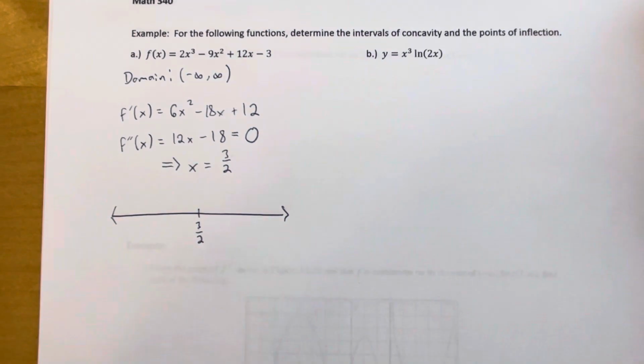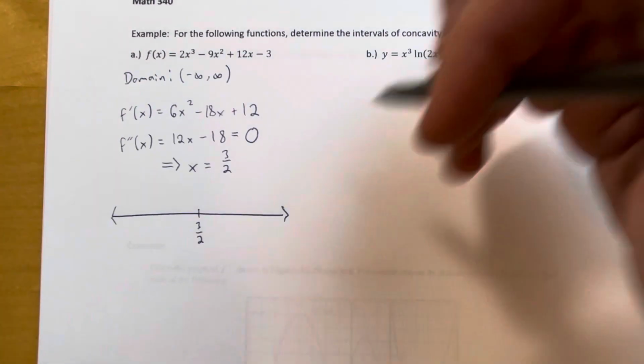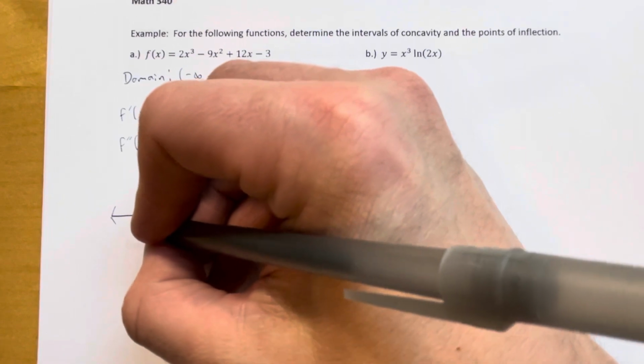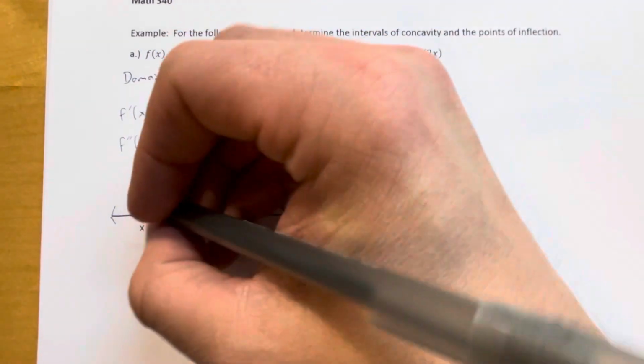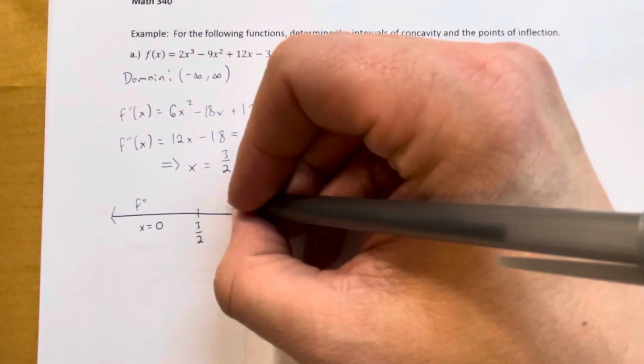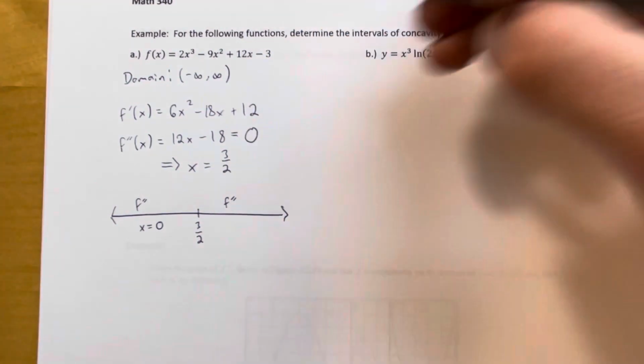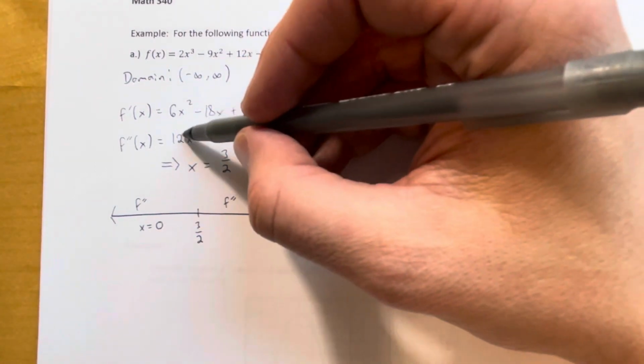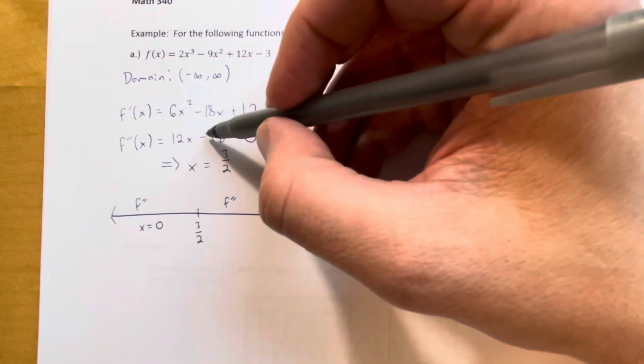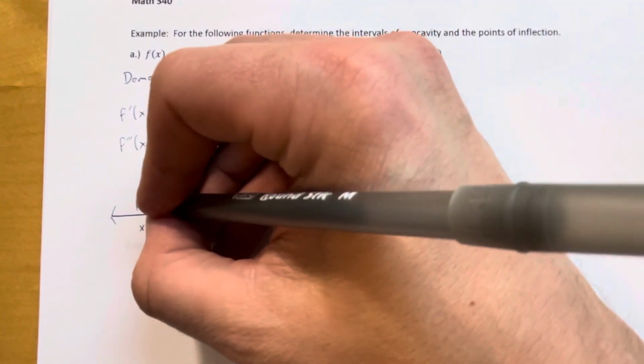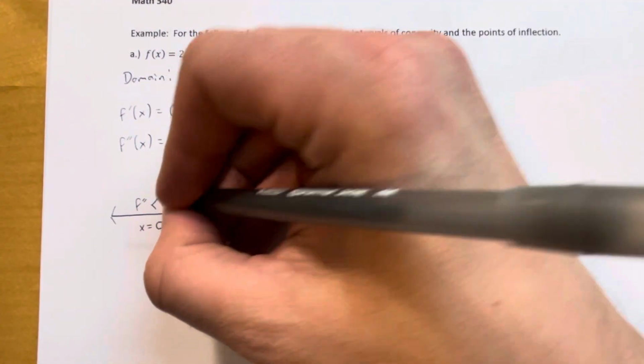3/2. Okay, and we do what we did in the first derivative test and the increasing-decreasing test back in 3.1. We pick test points. So for example, x equals 0, and we determine is f double prime positive or is it negative? Well, plugging a 0 into f double prime, not f prime, would give me negative 18. That's a negative number, so we have negative there.